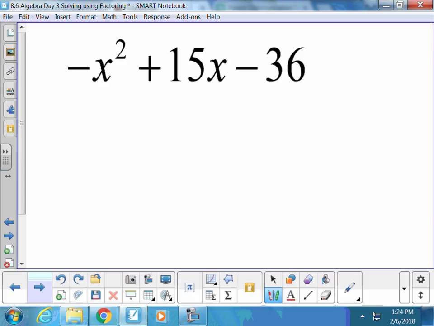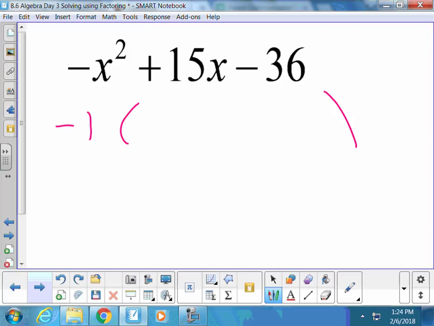The good news is there's no leading number other than a -1, so it's probably not going to be a box. Any ideas? Yeah? It is the old-fashioned method. Awesome. Before we do the old-fashioned method, though, just to make it easier, if you would pull out a -1, it's going to make your old-fashioned method work much easier.